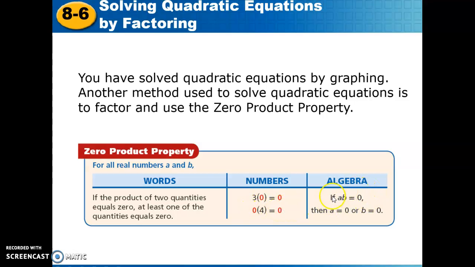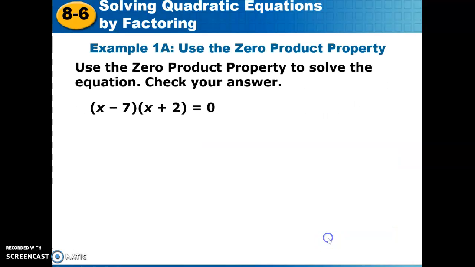So algebraically, that tells us if we have A times B equaling 0, then A has to equal 0, or B has to equal 0, or in some cases, both have to equal 0. So we're going to use this knowledge to be able to solve quadratics. We're going to start off by just practicing the zero product property.